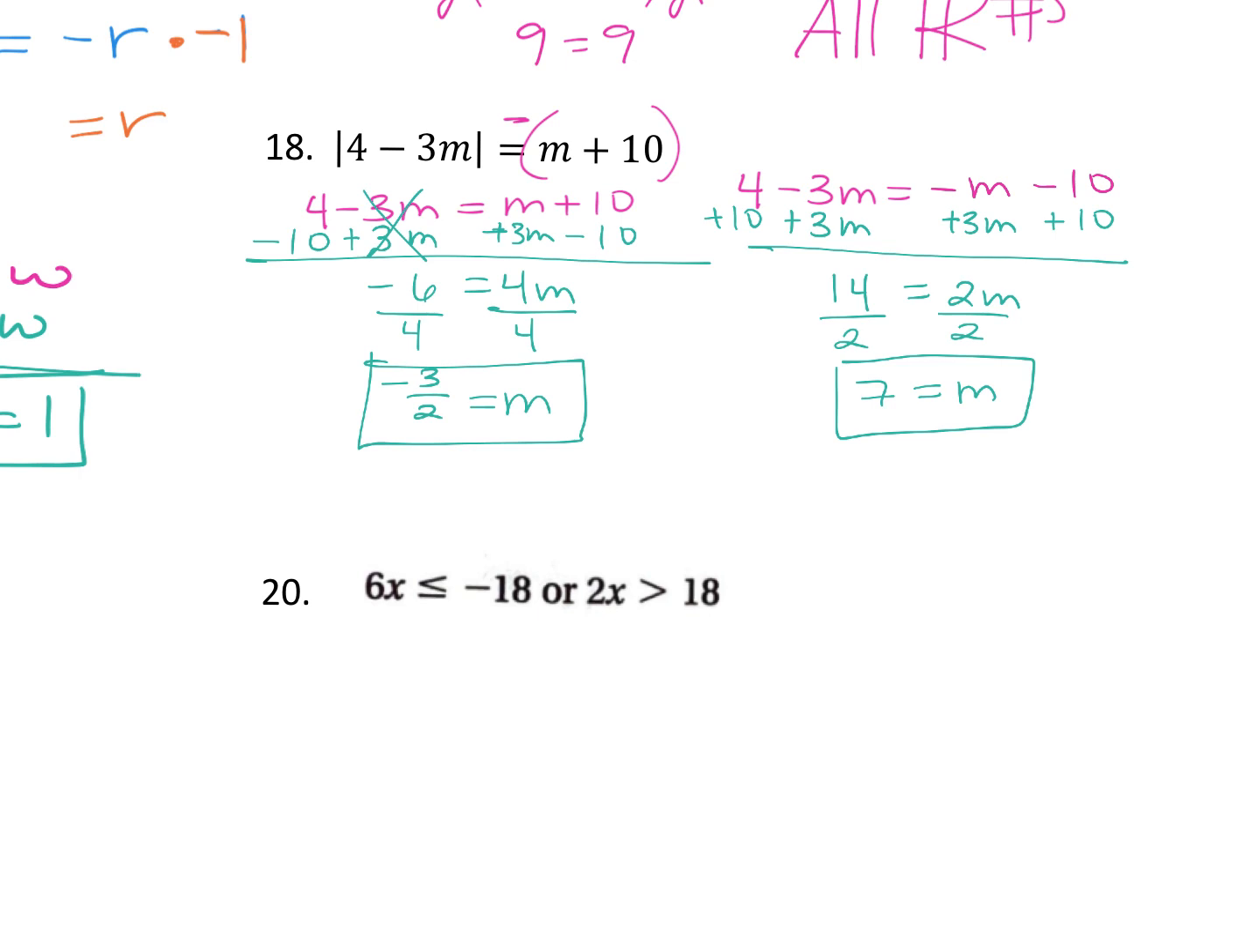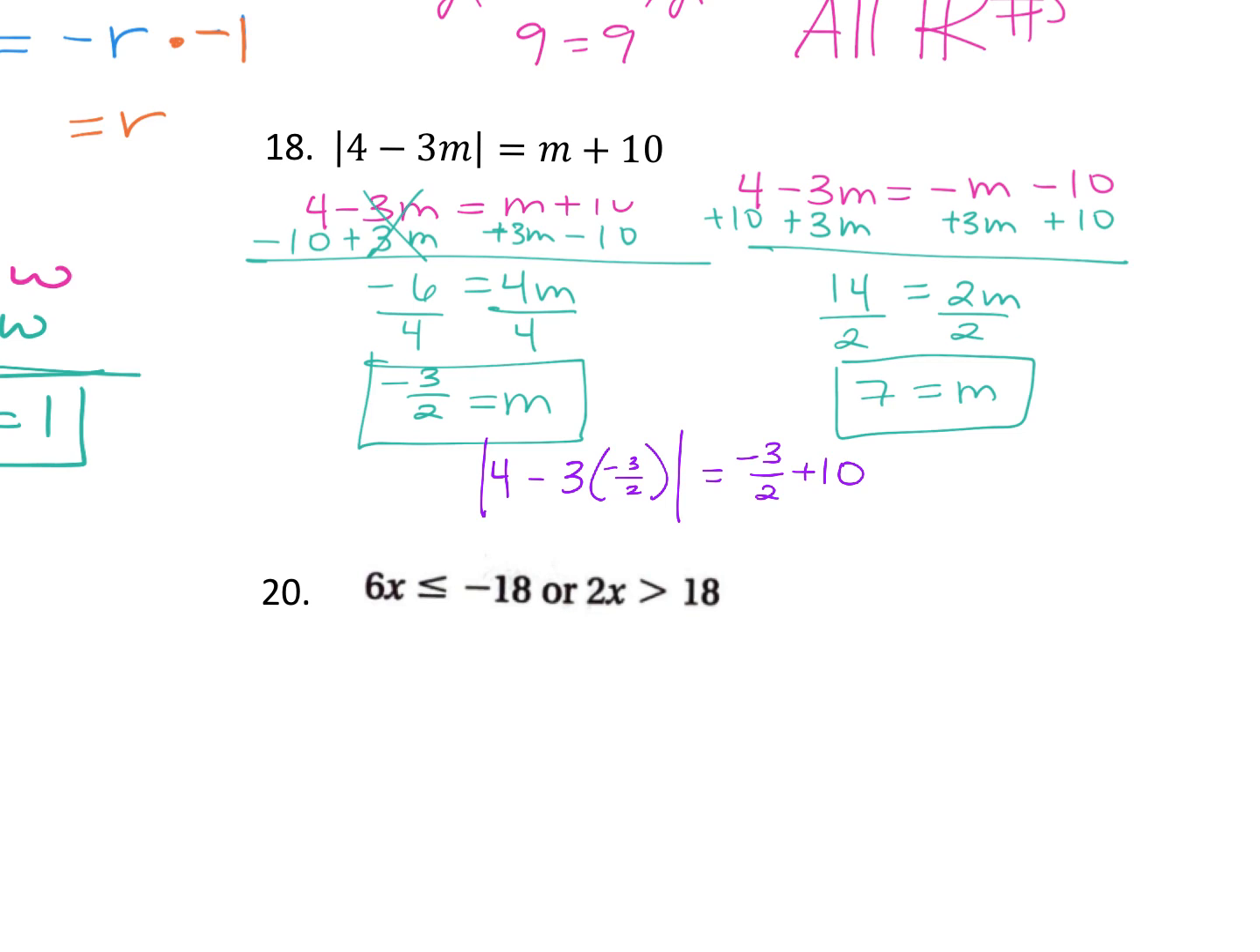In fact, you should, on ones like these, plug them back in to look for extraneous. Where do you plug them in? The original. The original. You guys are so good. Okay, so if we plug that back into the original, we get the absolute value of 4 minus 3 times a negative 3 halves equals negative 3 halves plus 10.